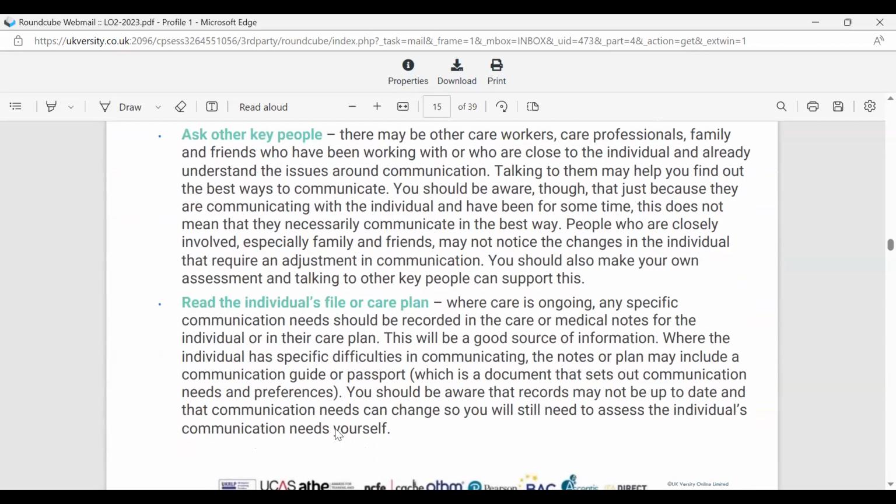Ask other key people. So there may be other key care workers, professionals, family and friends who have been working with or who are close to the individual and already understand the issues around communication. Talking to them may help you find out the best ways to communicate. You should be aware, though, that just because they are communicating with individuals and have been for some time, this does not mean that they are necessarily communicating the best way. People who are closely involved, especially family and friends, may not notice the changes in the individual that require an adjustment in communication. You should also make your own assessment, and talking to other key people can support this.